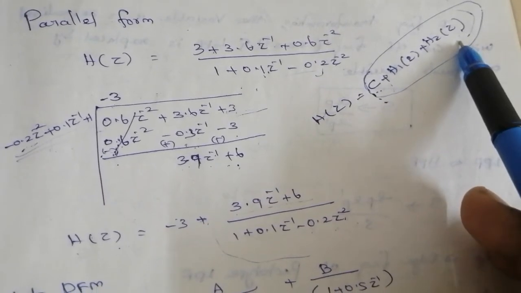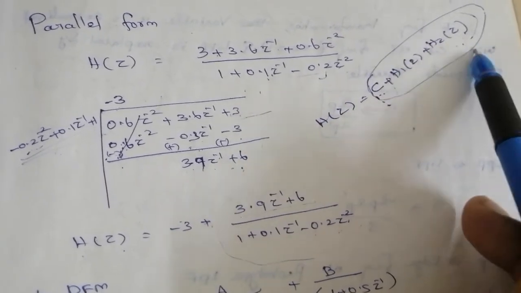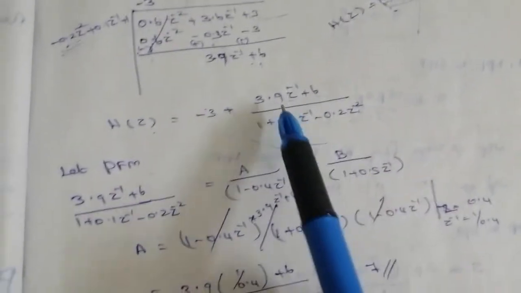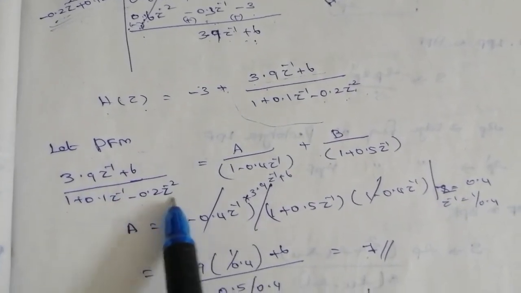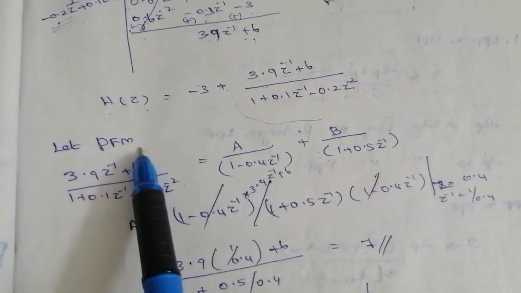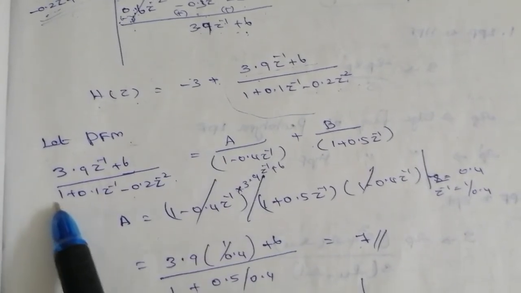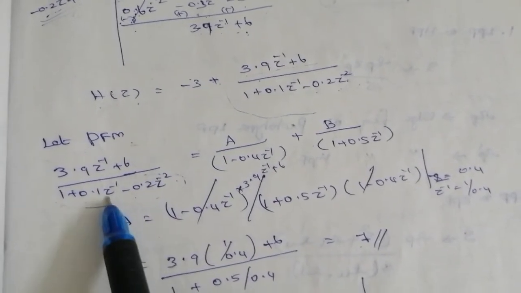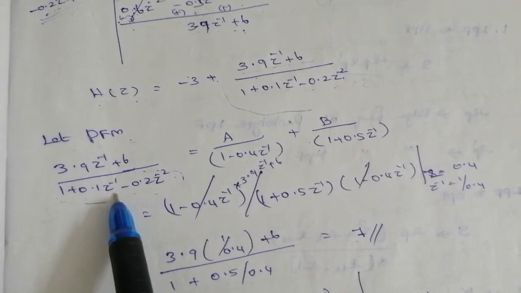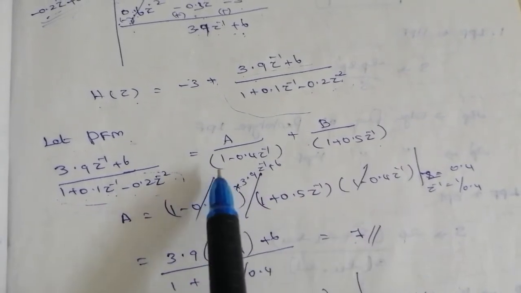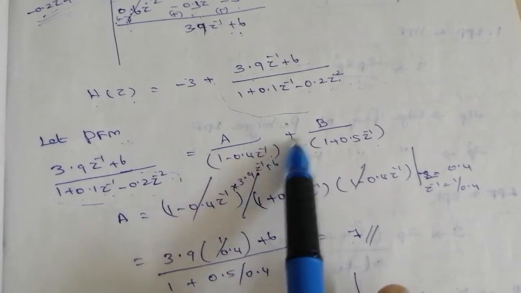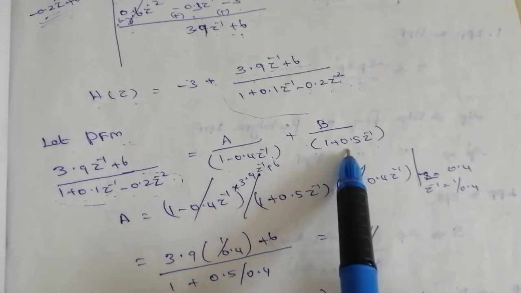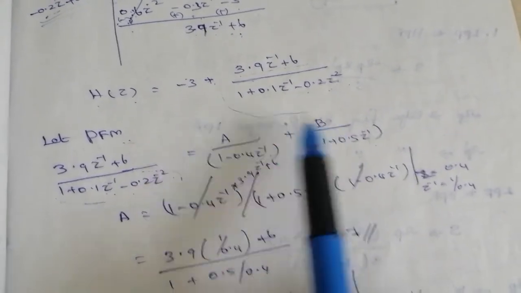For that we are going to apply the partial fraction method, right? So 3.9 z inverse plus 6, divided by 1 plus 0.1 z inverse minus 0.2 z power minus 2. Applying the partial fraction method, we have to find two poles. Already in cascade form we have found them: 1 plus 0.5 z inverse, and the other one is 1 minus 0.4 z inverse. So A divided by the first factor plus B divided by the second factor. Now let's find the A and B values.